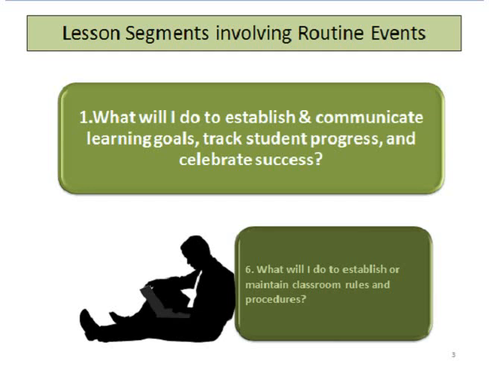This is one of 2 design questions in lesson segments that involve routine events. These are the questions and strategies that might be observed in every lesson. The other design question in lesson segments involving routine events is number 6. What will I do to establish and maintain classroom rules and procedures? This will be studied in the next podcast.